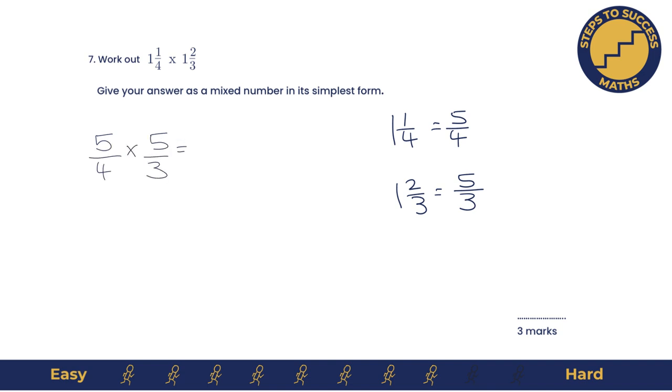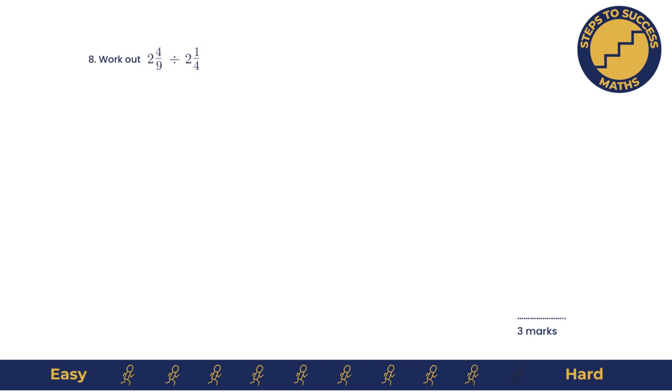Can you do any cancelling? Remember, you need something that goes into the top and the bottom. Well, there isn't one, so we're just going to multiply. 5 times 5 is 25, and 4 times 3 is 12. And we have to write our answer as a mixed number. So how many times will 12 go into 25? 12 and then 24, so that's 2. And we've got 1 left over, and it's out of 12. So it's 2 1/12.